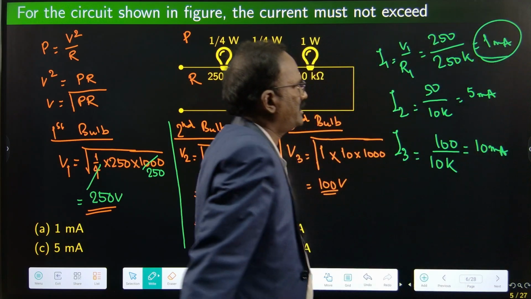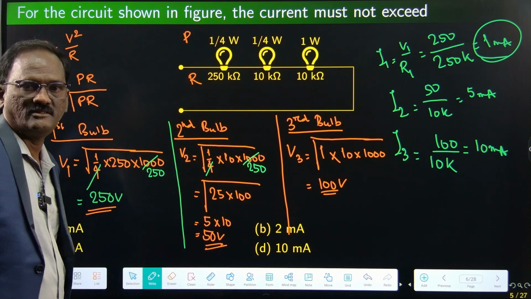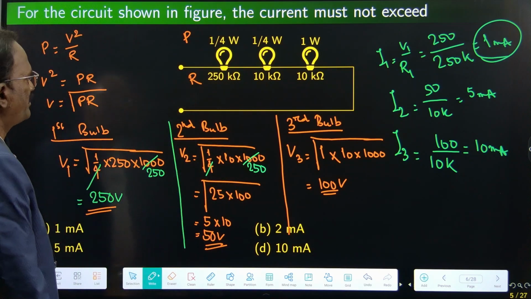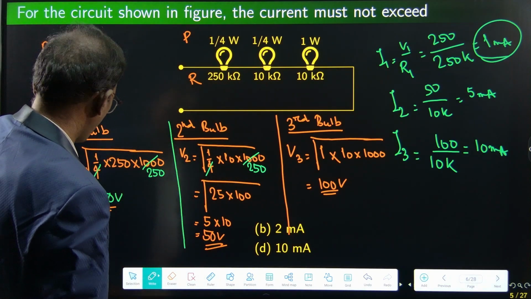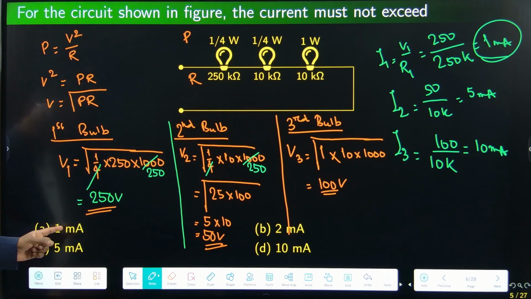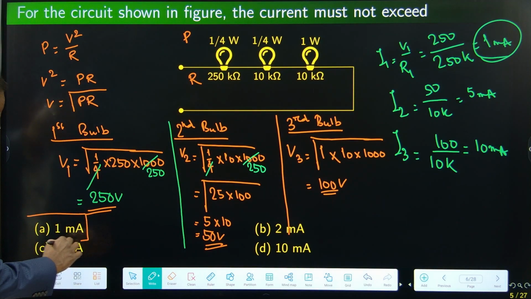So the answer should be the lowest value. Lowest value is the safest value. 1 milliampere is the answer. The current must not exceed option A, 1 milliampere.